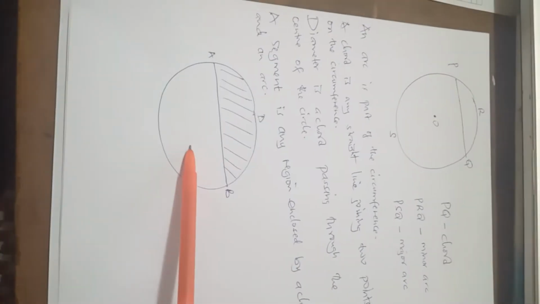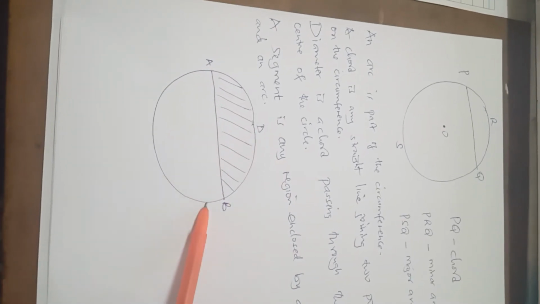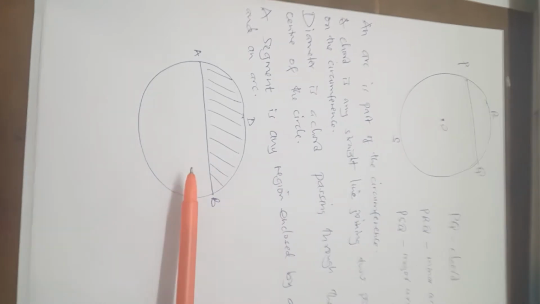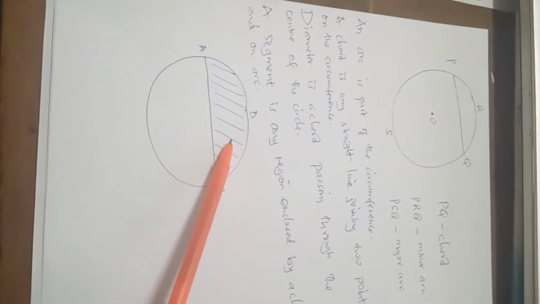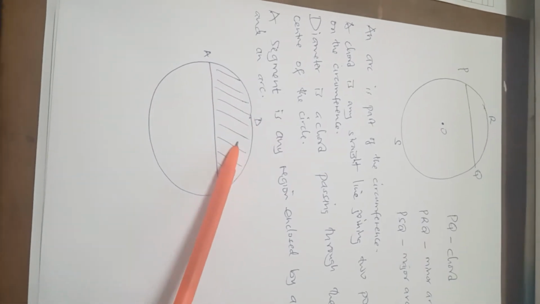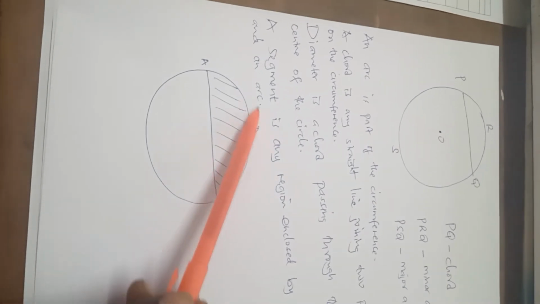Looking at the diagram here, line ADB is an arc of a circle, that is part of the circumference. Then we have a segment. The shaded region ADB is a segment which is bounded by a chord and an arc.